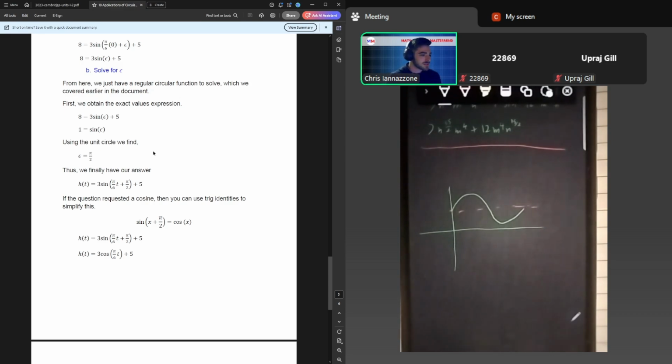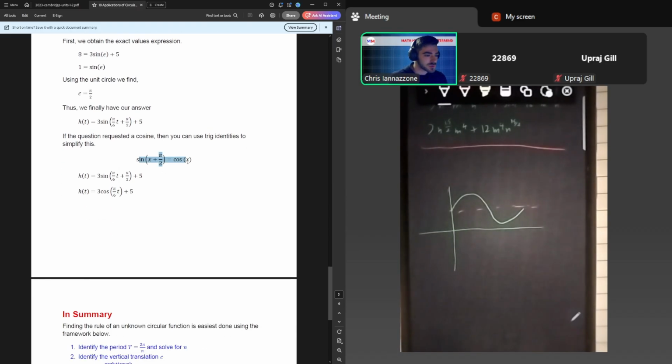That's pretty much it. You now have your epsilon value. Technically, you can pick any valid solution. Like you could go all the way around to 5 pi over 2, or you could even go negatives if you wanted to. They all work, but don't make things harder than they should be. Just stick to the easiest one that you can find immediately.